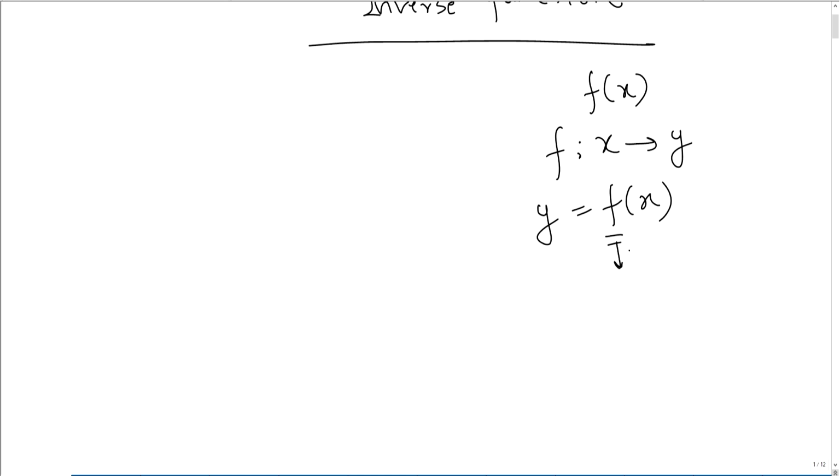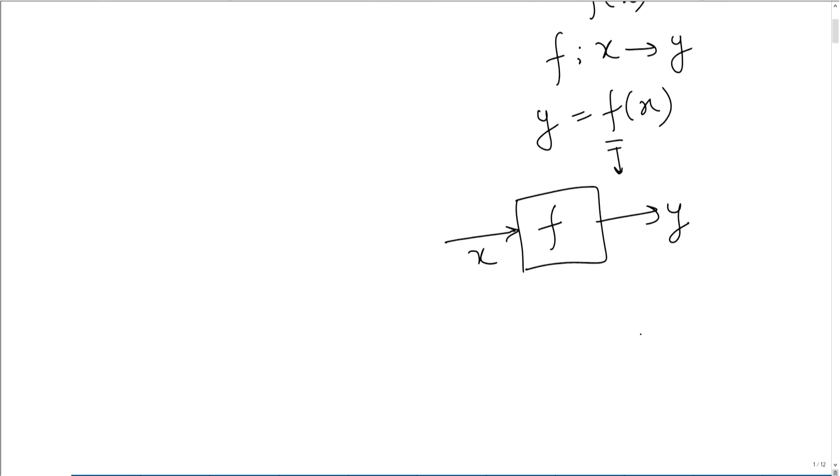Now, think of f as a process that is being applied on the input variable x. You are applying some process on x to yield exactly a single value y. But can you think of a reverse process that takes y as the input and gives x as the output? This is a reverse process. It is not exactly the same process as f; it is the reverse process of f.